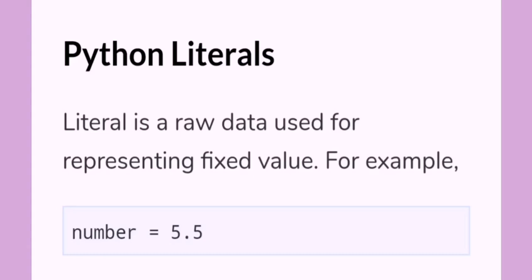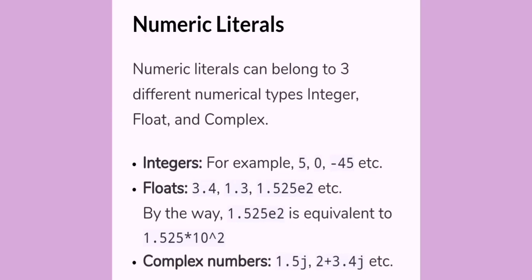First we will see the numerical literals. Numerical literals can belong to three different numeric types: integer, float and complex. Integer, for example, you can say 5, 0, -45, 30, etc. Float values are 3.4, 1.3, 1.525E2, etc. You can see the 1.525E2 is like 1.525 times 10 to the power of 2.